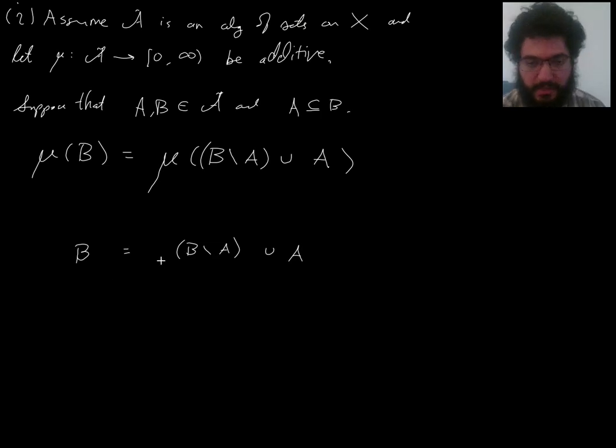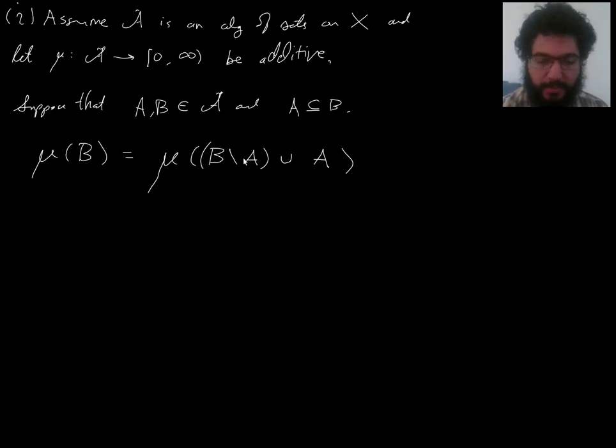This is because A is a subset of B, so normally you would always have this inclusion, but we also have this inclusion just for these sets because A is a subset of B. So this is a way of rewriting B, and since fancy A is an algebra of sets, when you take a complement like this, that's also in fancy A. And these are clearly disjoint. They're in fancy A, and mu is additive. So we have this.